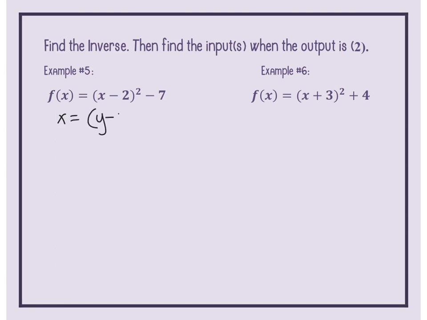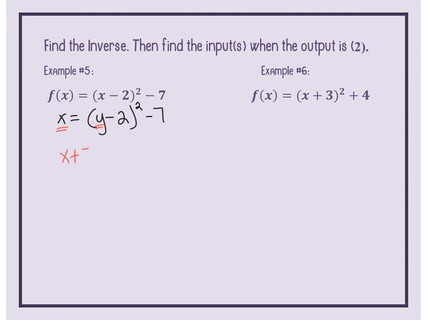And I wrote it as a y, and I switched them. So again, I switched the x and y. That's the whole point of doing the inverse. Now, how do I get the y by itself? Well, the first step is to move the 7 to the other side. How can I get rid of this 7 here? Well, I add 7 to both sides.